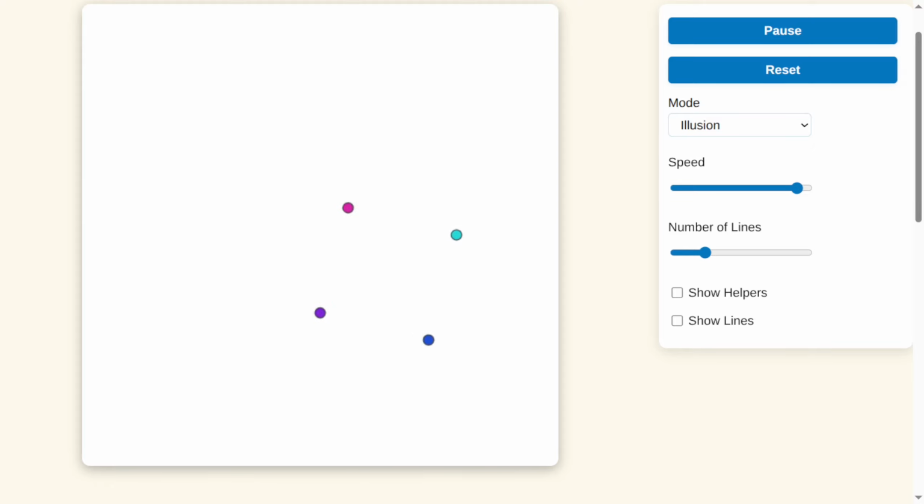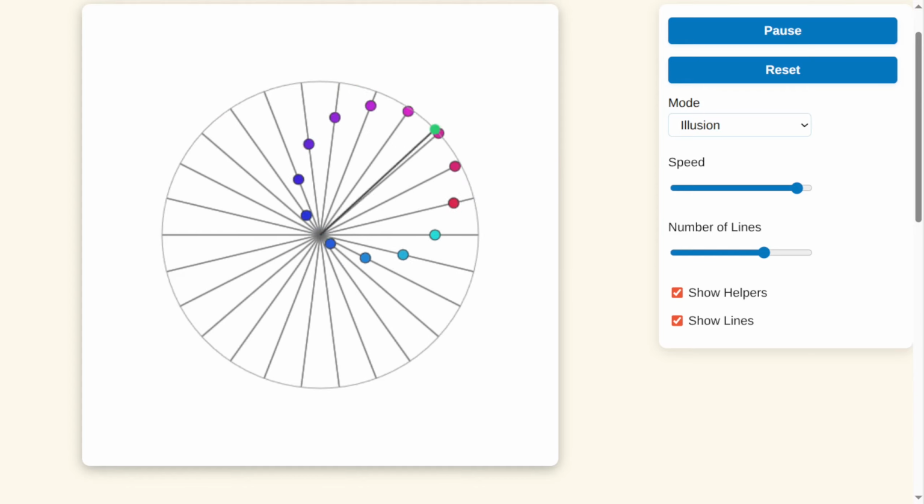Okay, how about now? Can you explain what's on the screen and we will wrap this up? On the screen, there's a large gray circle with many gray lines radiating from the center like spokes on a wheel. There are multiple colored dots positioned on these lines. The show helpers and show lines options are both checked, and the mode is set to illusion. The dots are moving and the speed can be adjusted.